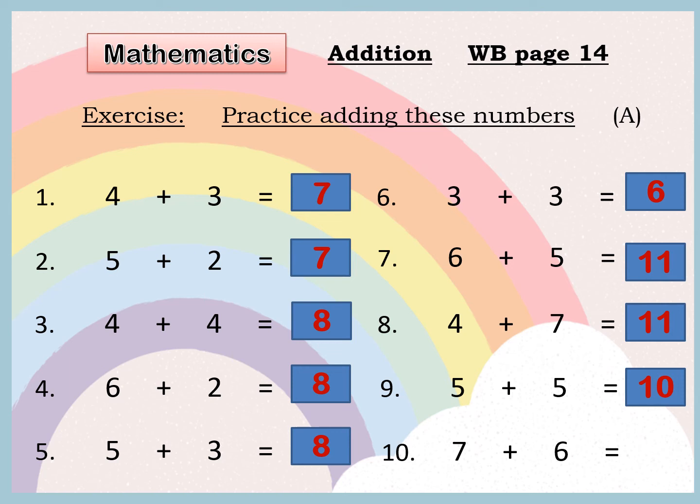1, 2, 3, 4, 5, 6 on your fingers. Let's start. 7 and 6. 7, 8, 9, 10, 11, 12, 13. So 7 plus 6 is equals 13. Who got 100%? Very good.